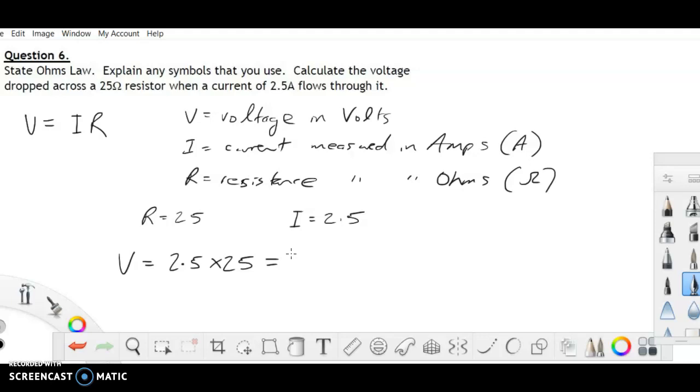2.5 multiplied by 25, 62.5. V equals 62.5 volts. And that is the answer. That is the voltage dropped across a 25 ohm resistor when a current of 2.5 amps flows through it.